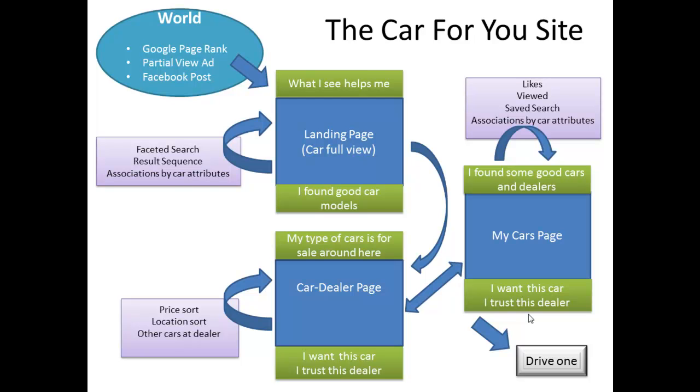Okay, so I'm on the car landing page. To get out of here, I'm going to say I found some good models of cars, Mini Cooper and, I don't know, Austin Healey or whatever, the car models that I want. But you stay inside this landing page, find your idea of what kind of car you want. These techniques, a faceted search, a result sequence, car attributes, that's what's going to help you feel like you're making progress.